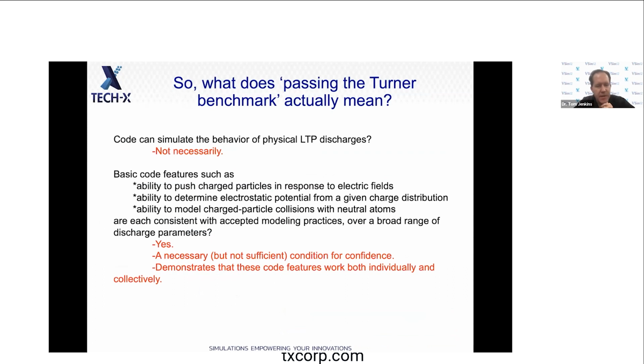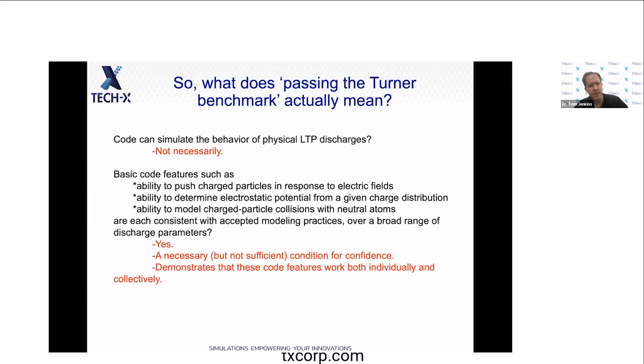So what does it mean to actually pass these benchmarks? Does it mean that your code is able to do all kinds of fun and interesting low temperature plasma discharges? Maybe, but not necessarily. That's not the thing the benchmark is trying to do. What the benchmark is trying to illustrate is that very basic code features work well together and give consistent results that agree with accepted modeling practices in a broad range of physics regimes. So we can push particles in response to electric fields.